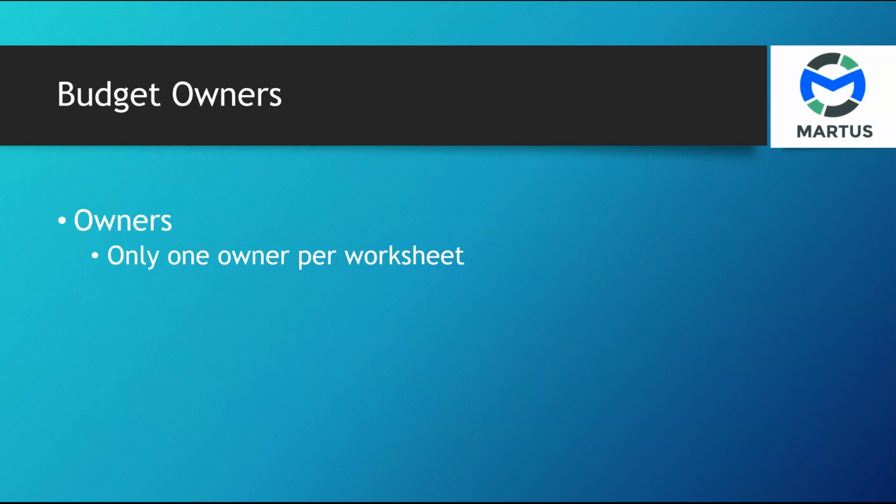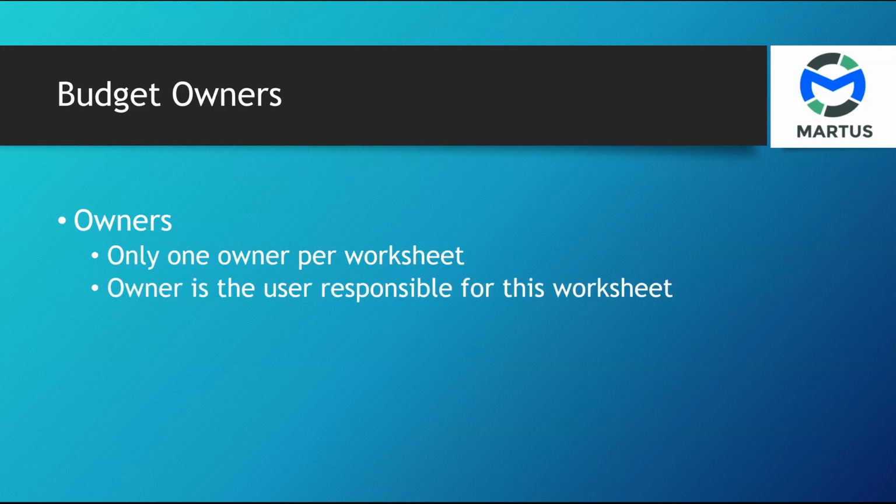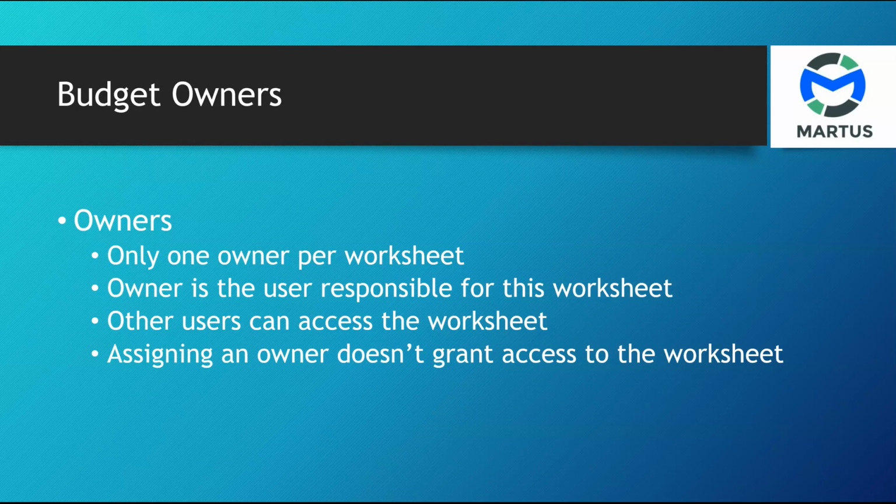First, let's review the basics about owners and approvers. The owner is the user who is responsible for this worksheet. There can only be one owner per worksheet. Other users can access this worksheet based on their dimensional limitations. Assigning a user as an owner doesn't automatically grant access to the worksheet. That is also based on their dimensional limitations.